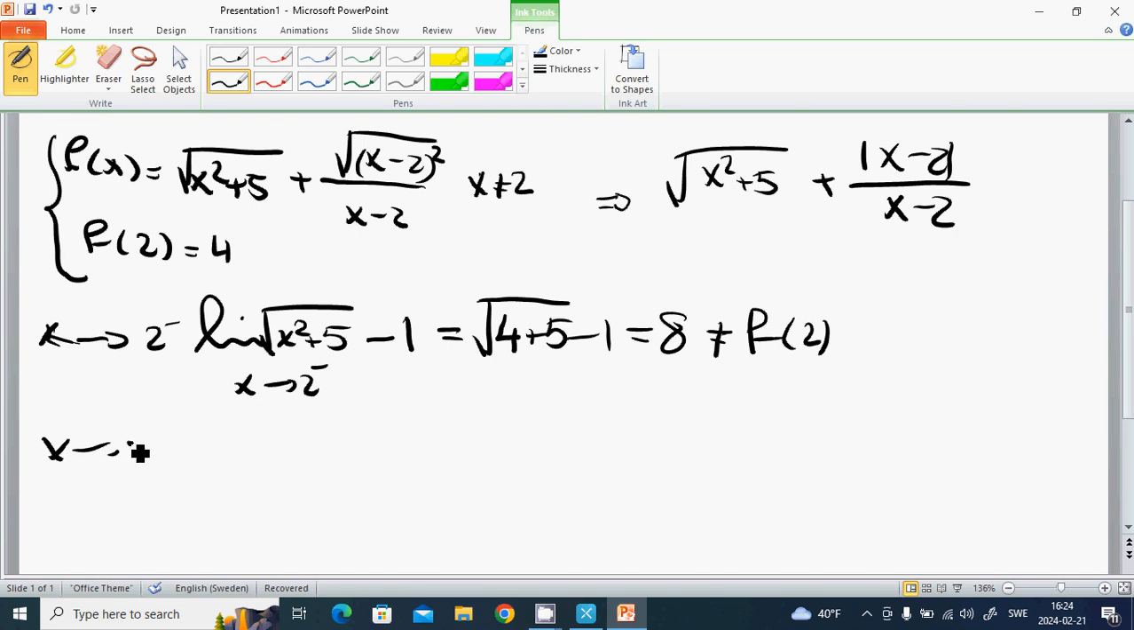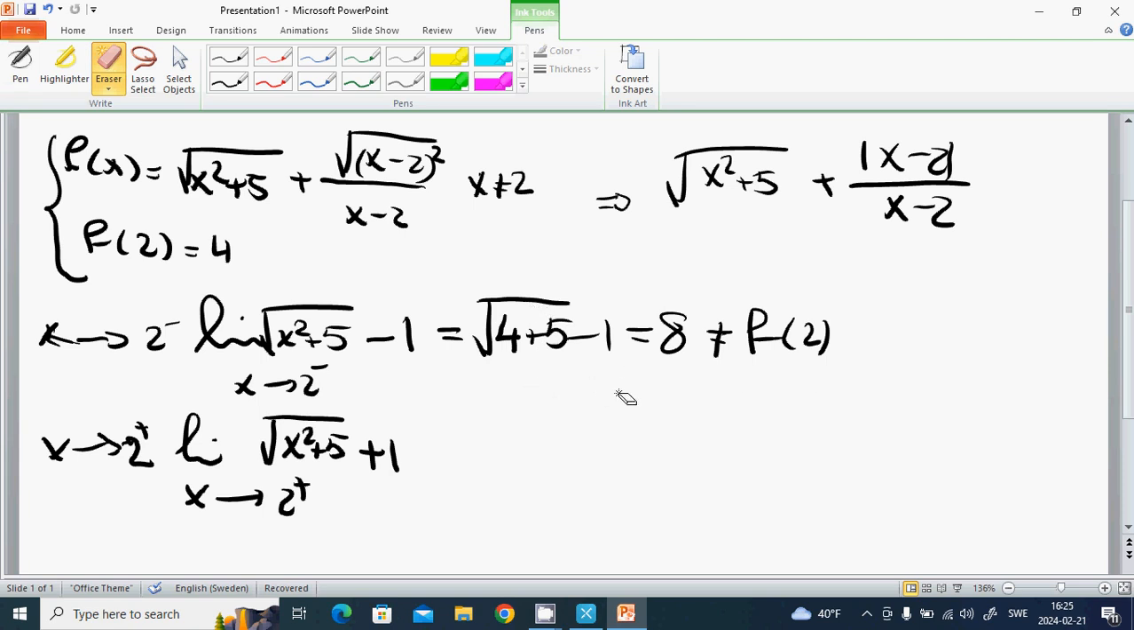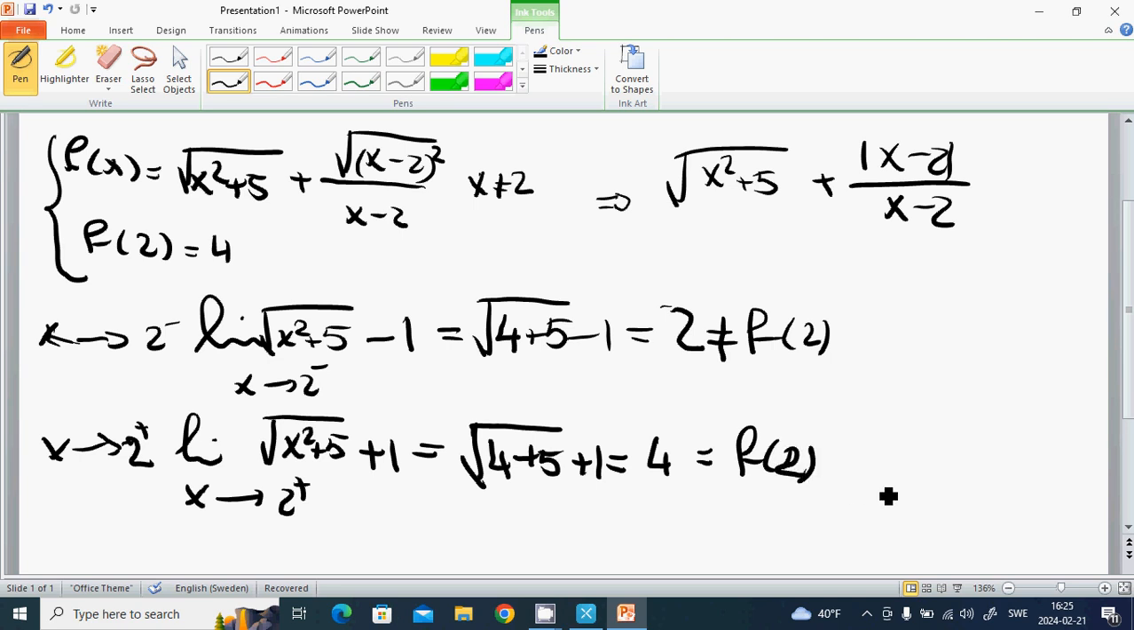And x goes to 2 plus, the limit as x goes to 2 plus, square root of 4 plus 5 plus 1, x goes to 2 plus, and this one I made a mistake, it is 3, it is 3 minus 1 is 2. It's 2 and it's not f of 2. And here 4 plus 5 plus 1 is 4, equals f of 2. Then the function is right continuous, and the function is not continuous.